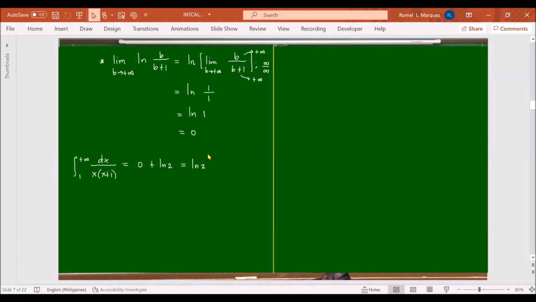So it means this improper integral converges because we get a finite value. It converges to ln 2. Okay, guys?